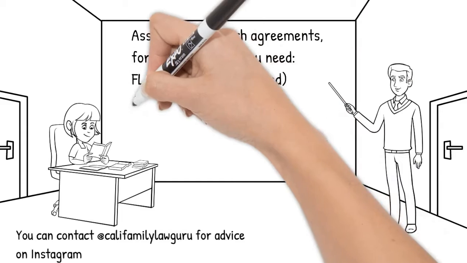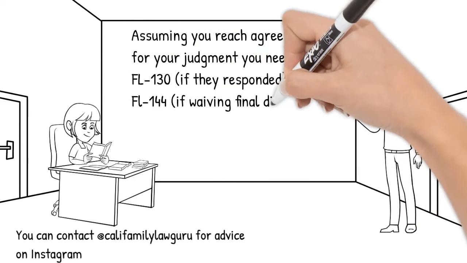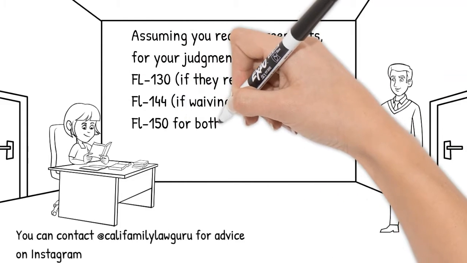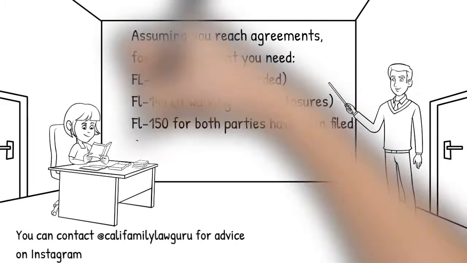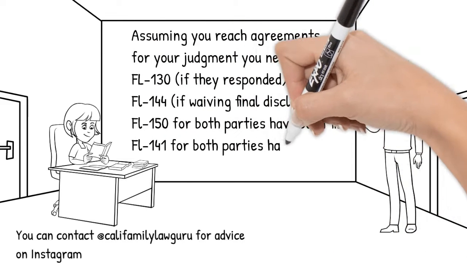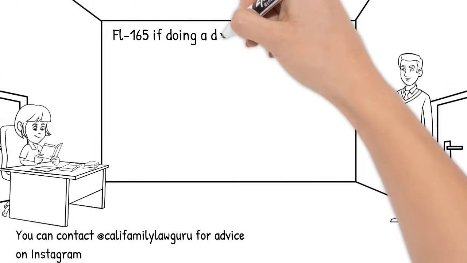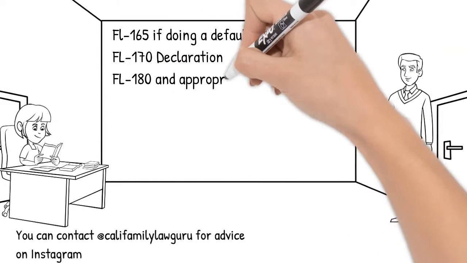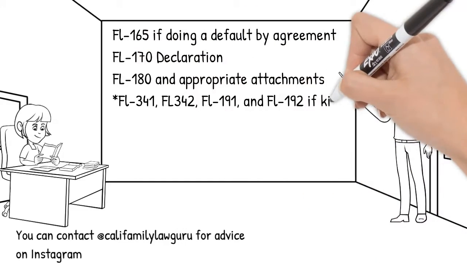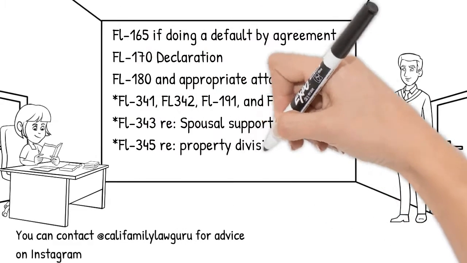If you're doing a default by agreement, you will need to make sure that the respondent's signature is notarized on the agreement, as well as you're going to use an additional form, the FL 165, in order to enter the default. There's a bunch of forms that you'll need for your judgment, which are listed here. Some of them you'll need if you have children, and if you don't, you won't need those forms.